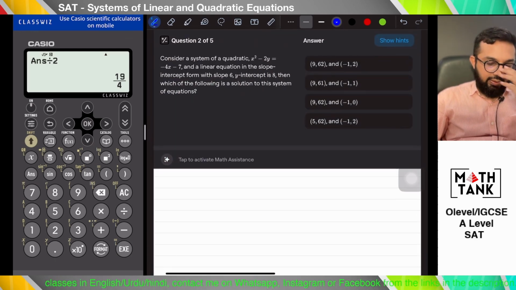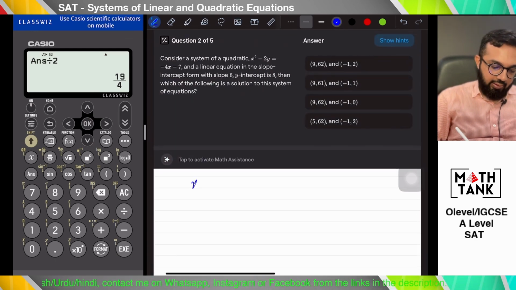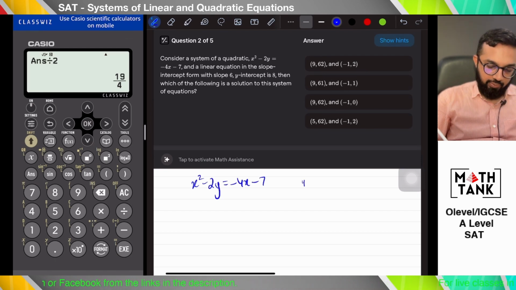Next one, it says consider a system of equations. This and a linear equation, the slope intercept form with slope as 6, y-intercept as 8. Then which of the following is the solution of the system's curve?